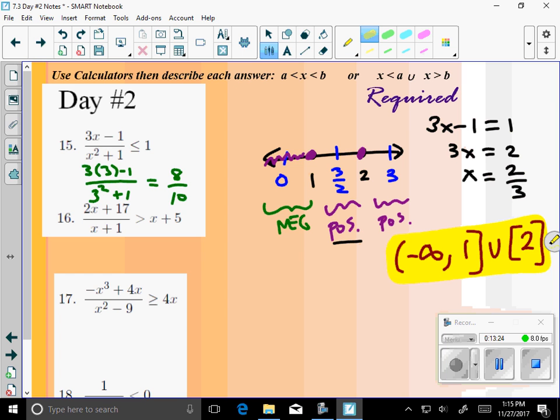Okay, this would be the interval at which this would be true. Right? From negative infinity to 1, as well as at just 2.